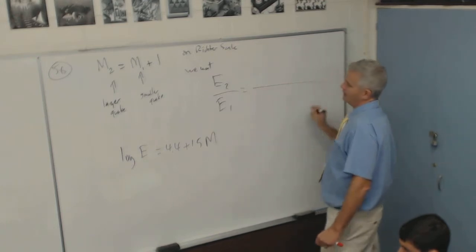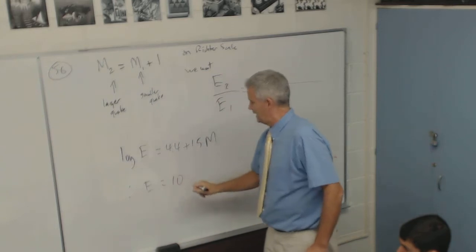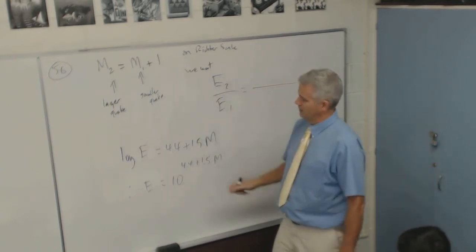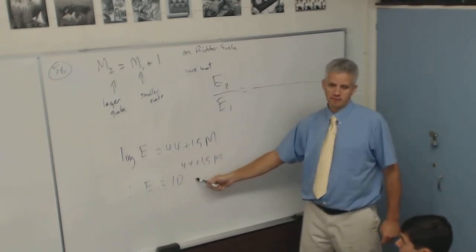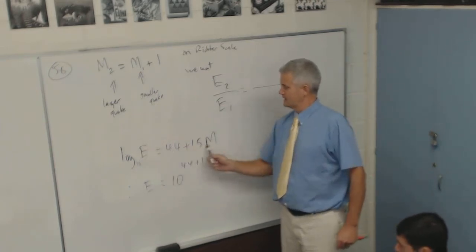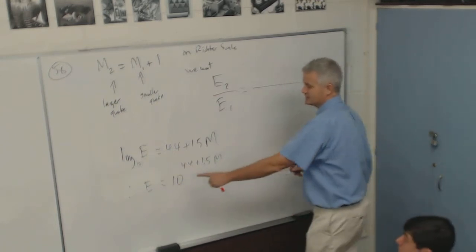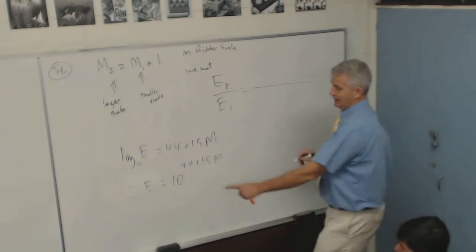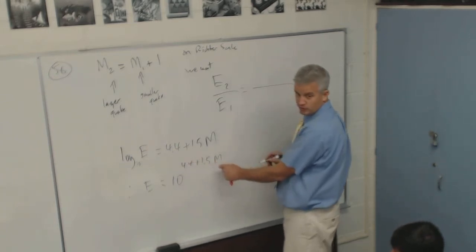E2 to E1, let's just notice that this means that E is 10 raised to 4.4 plus 1.5 m. I went from logarithmic form to exponential form. We had log base 10 of E is this, so 10 raised to this exponent is the number E. Okay, so Billy, instead of E, what can I write? Instead of E, I can write 10 raised to 4.4 plus 1.5 m.